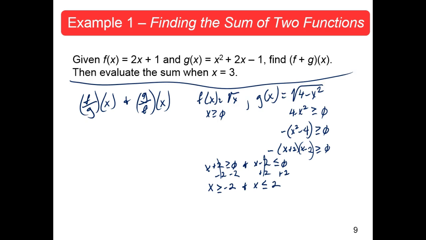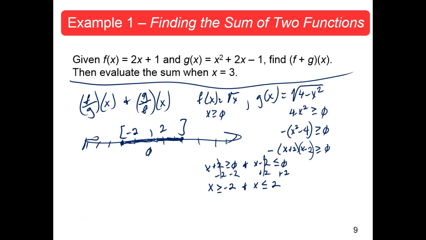Now, I like visuals pretty well, so let me draw a number line here. That's the ugly number line. There's 0, there's 1, 2, 3, 4, 5, negative 1, 2, 3, 4, 5. So here is negative 2, and there is positive 2, and this says x has to be greater than or equal to negative 2, that's why I colored it in, but it also has to be less than or equal to positive 2, so there is the domain of that.